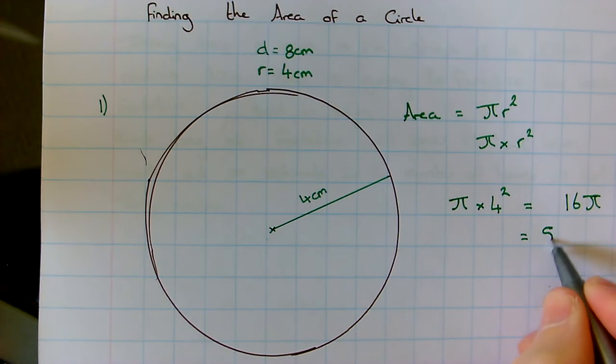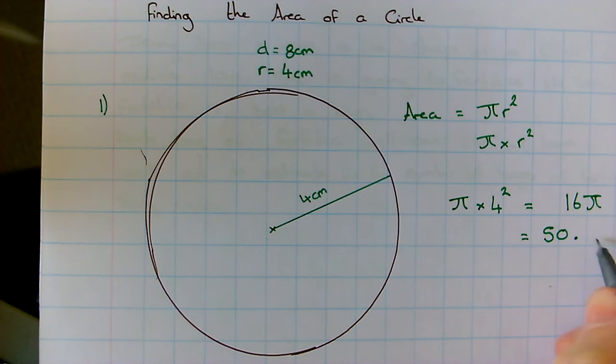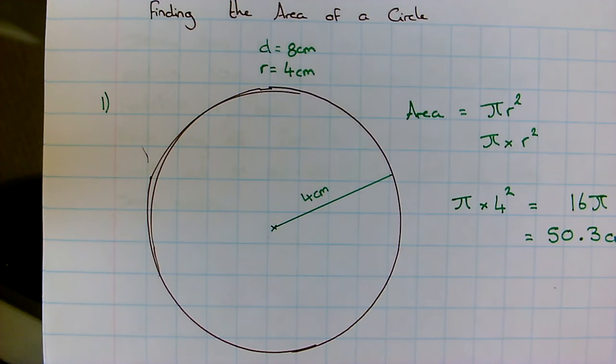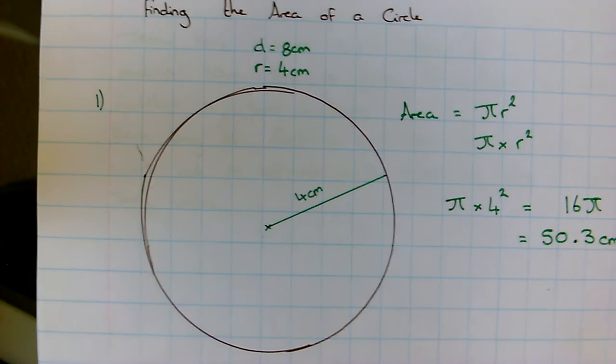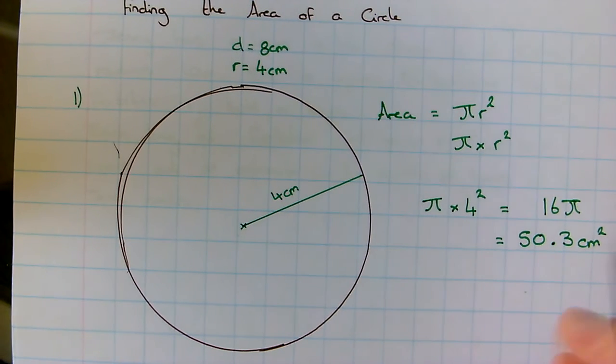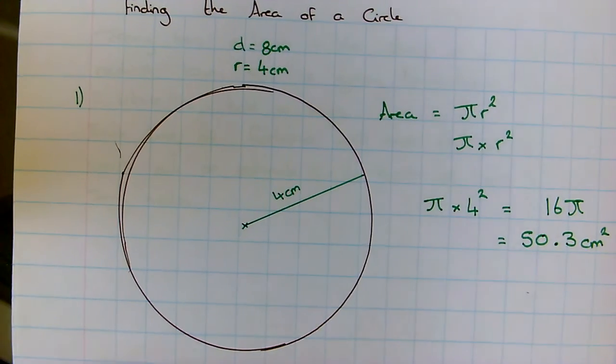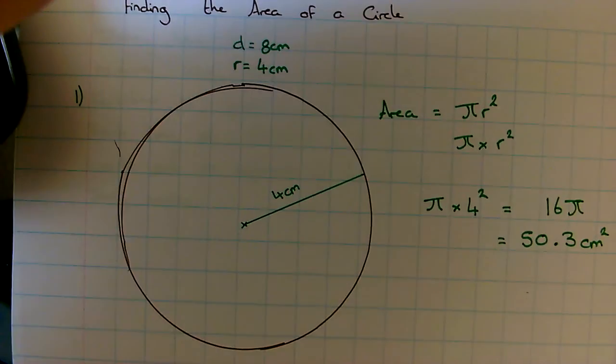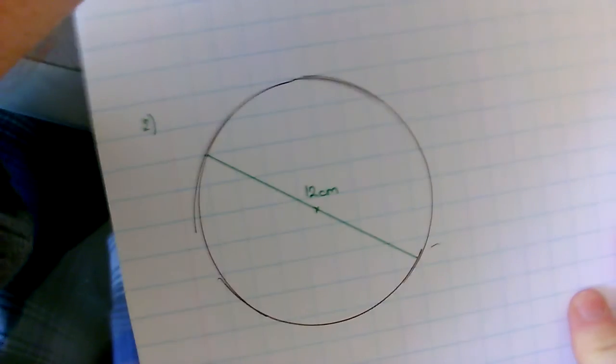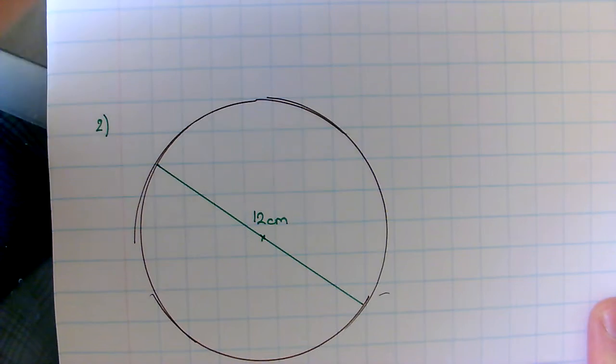And in this case we've got an answer of 50.3 centimetres squared to 1 decimal place. Really important we have that squared in there. It's an area, so it must be squared. Now let's have a look at a question where we've got something slightly different.